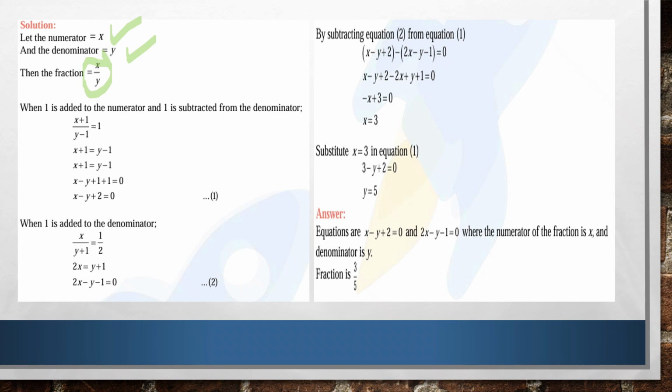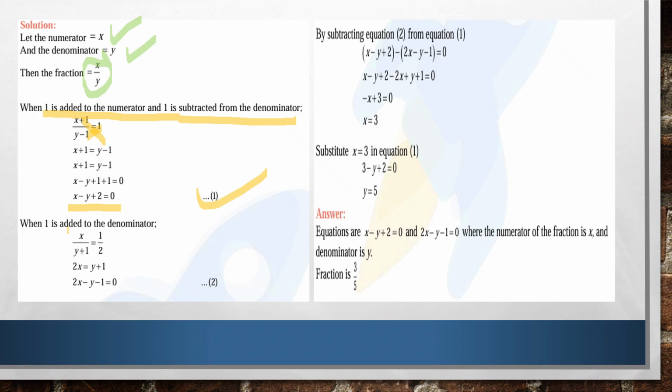In the next condition, when 1 is added to the numerator and 1 is subtracted from the denominator, the result is equal to 1. It means (x plus 1) divided by (y minus 1) is equal to 1. If you cross multiply, you will get x plus 1 is equal to y minus 1. That's why we will get x minus y plus 2 is equal to 0 as equation 1.